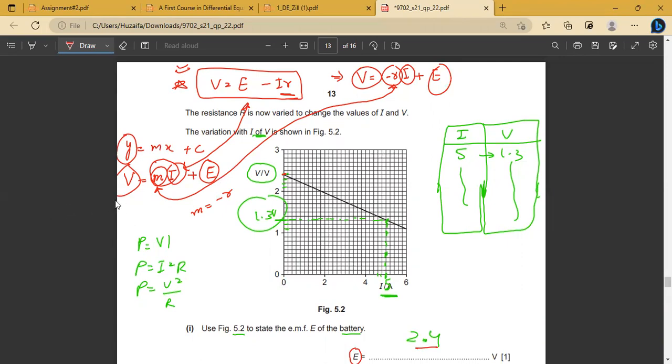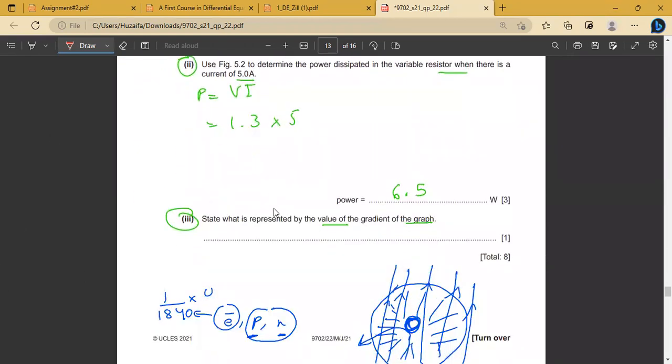Is this thing clear to you? Yeah. So the gradient gives us what? What will we write for the answer now? You just simply write here that the gradient is telling me minus r, or you can write minus internal resistance.